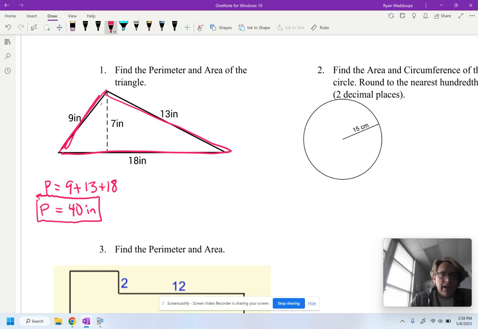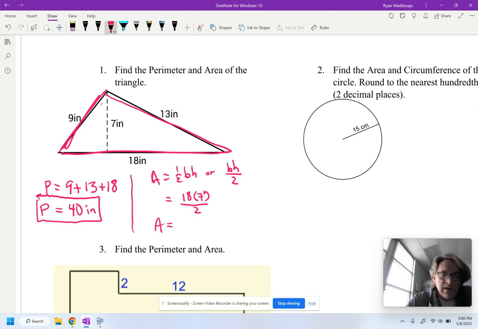And for the area is equal to 1/2 the base times the height, or the base times the height divided by 2. It works. This is the same. So we can plug in our values. Our base is 18, and our height is 7. And then we're going to take that and divide it by 2.